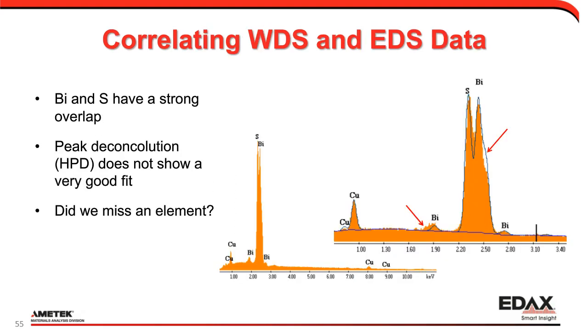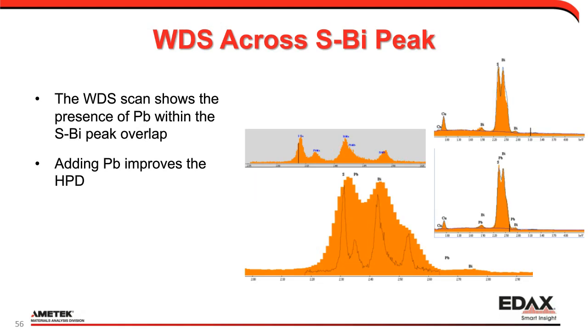So we took this sample and we looked at it with now WDS, because if we look at the EDS spectra, here on the right, you'll see there's a little hump where this arrow's pointing. That's what we call our HPD, or holographic peak deconvolution. That line doesn't actually match up with the spectra, and you can kind of see here the arrow by the bismuth. It doesn't match up, and so the question is, are we missing an element? So that drives us to say, can we resolve it now with WDS analysis? So if we do a WDS across that, we can now see there's some lead that's present in here that we didn't see originally with the EDS data.